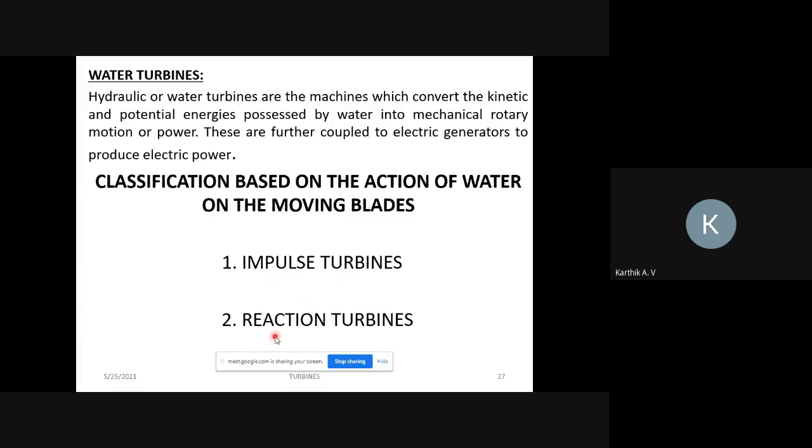Reaction turbine is nothing but reactive force acting on the blade. Water is not directly hitting the blade; indirectly water is hitting the blade, and that is called a reaction turbine. Impulse turbine: water directly hits the blade. Reaction turbine: water indirectly hits the blade. Reactive force is acting on the blade. This is the basic definition of impulse turbine as well as reaction turbine.